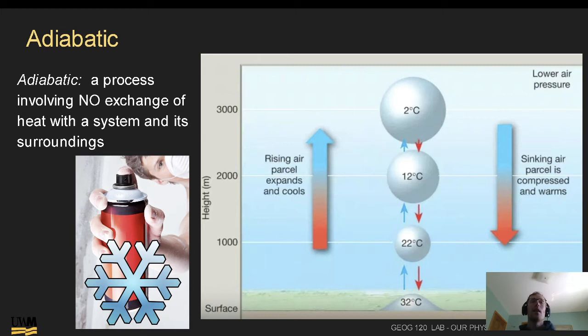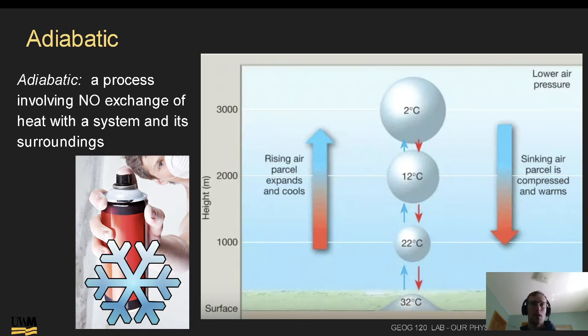Now, air and gases don't exchange heat very easily relative to, say, a can. So this still holds true, these adiabatic processes for air parcels. They work better for that. So, okay. On the last slide, we talked about the ways that a parcel may be forced to rise or lift.